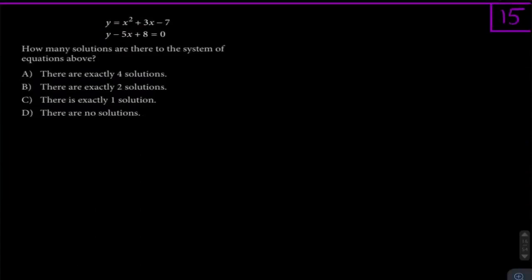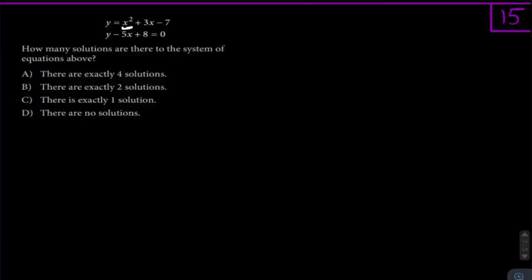Last problem of this set of 5. Problem 15 gives us 2 equations, and it says how many solutions are there to the system of equations above. Now, here's what I like to think about when I'm looking at an example like this. I like to think about what the actual equations are. Are they a line? Is it a parabola? Is it a circle? What am I actually looking for intersections with?